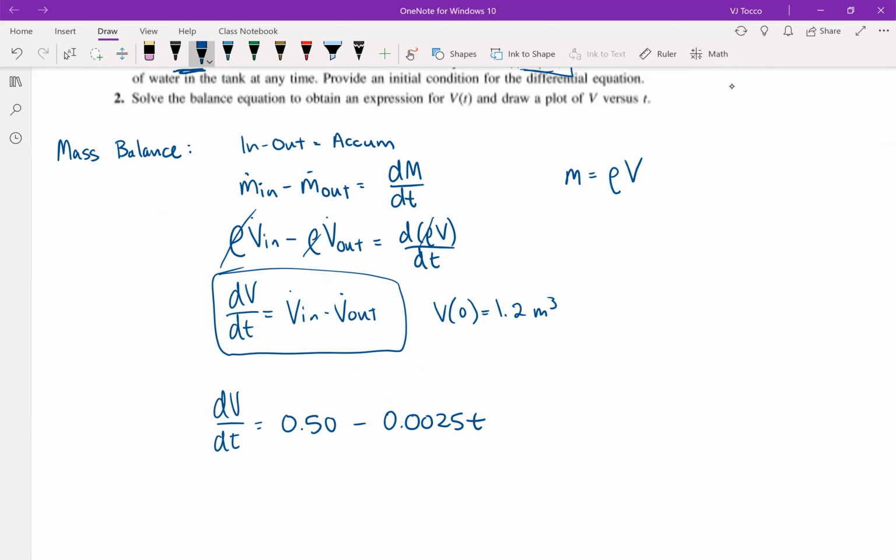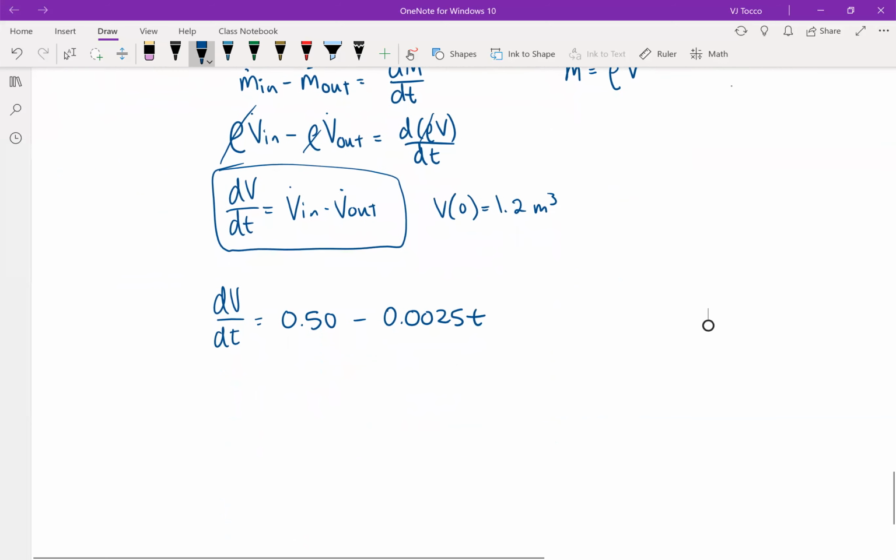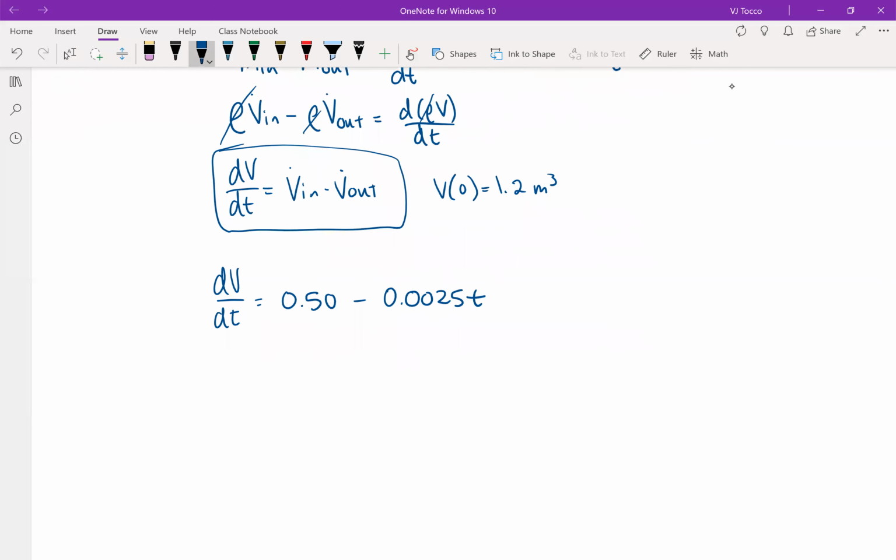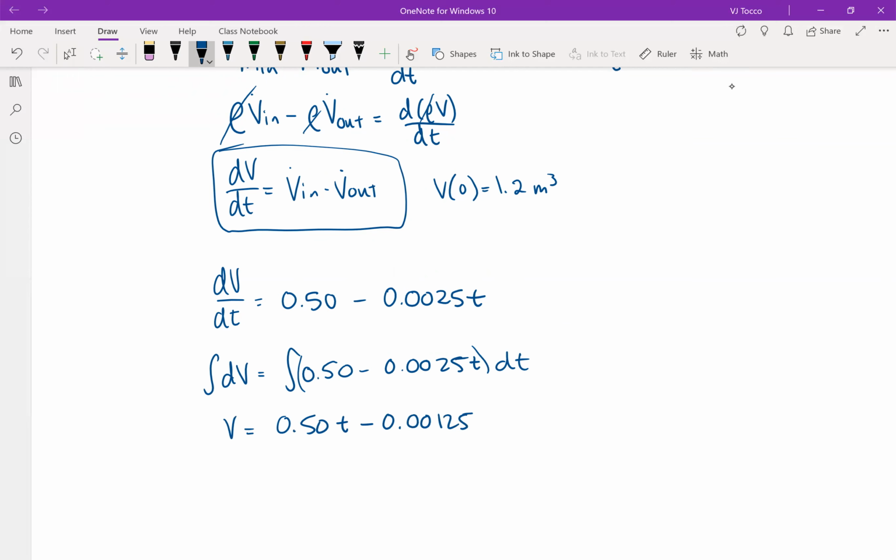Okay, I have a separable differential equation. I can take the dt over to the other side and integrate. So integral of dv is equal to integral of 0.50 minus 0.0025t dt. So v is equal to 0.50t minus, let's see, 1/2 of this is 0.00125 t squared plus c.